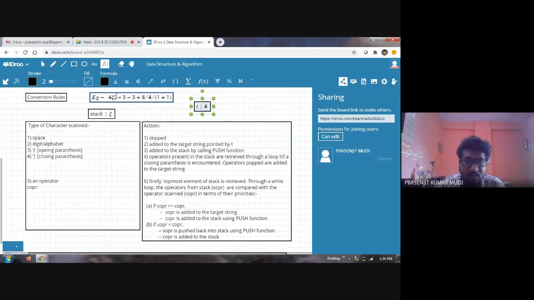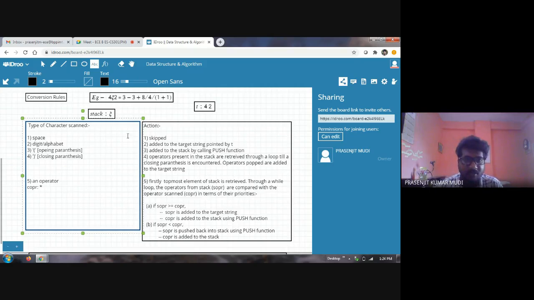Then comes 2. The character is 2, and that is a digit or alphabet, so it is simply added to the target string. So what will happen? 4 and 2. For your understanding we are giving a space, otherwise you will think that 4 2 means 42, but it's not like that. The next character is star. The star is an operator. Now we can understand this functionality better.